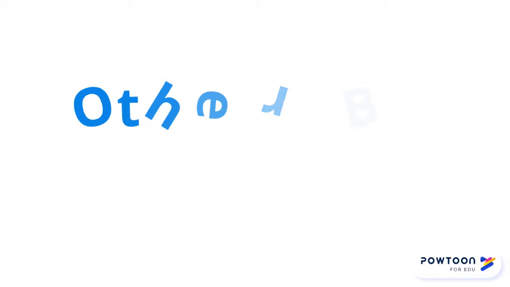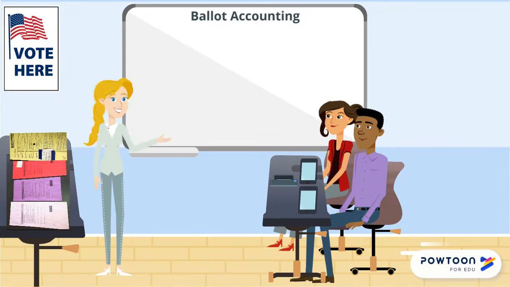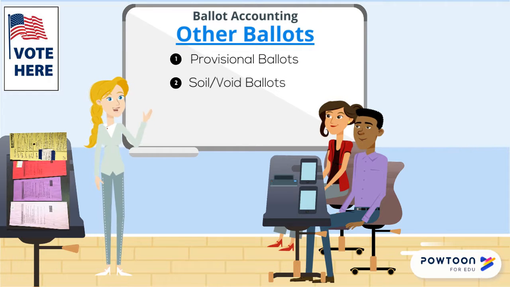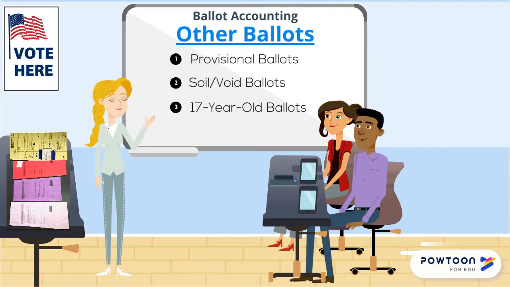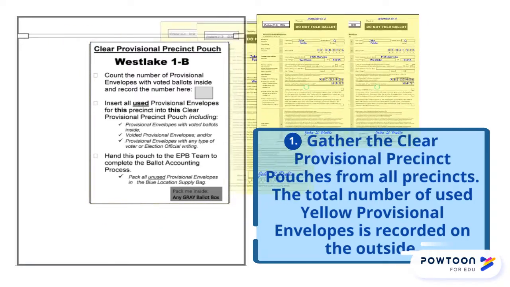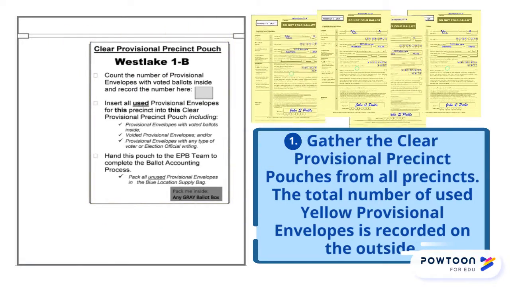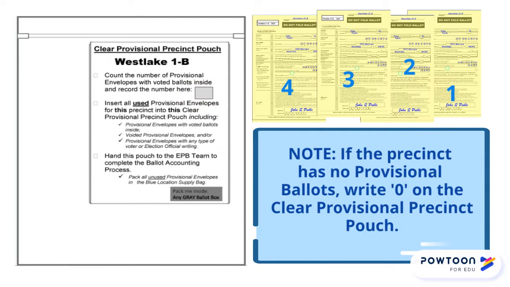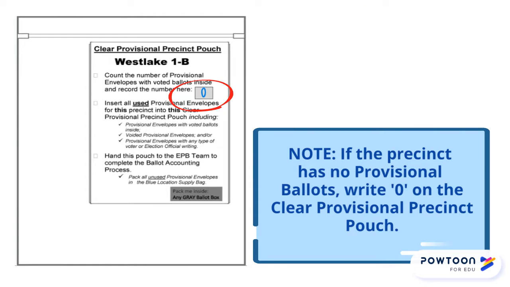Other ballots. The Other Ballots section includes provisional ballots, soiled and voided ballots, 17-year-old ballots, and curbside ballots. Gather the clear provisional precinct pouches from all precincts. The total number of used yellow provisional envelopes is recorded on the outside. Note, if the precinct has no provisional ballots, write 0 on the clear provisional precinct pouch.